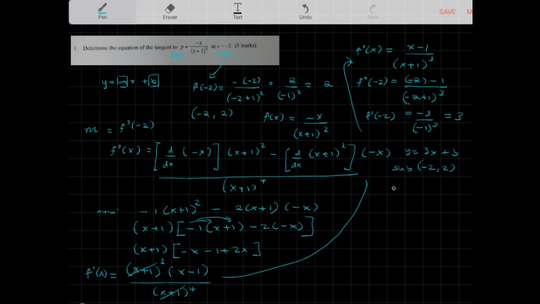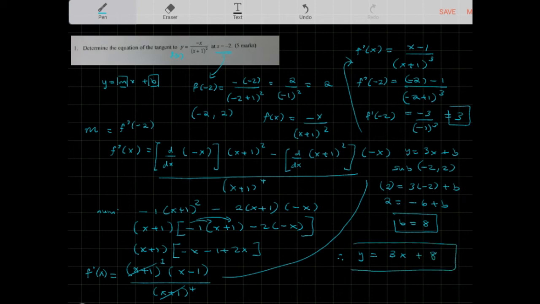So if I plug this in, we basically get 2 for y is equal to 3 times -2 plus b, and this is going to give us 2 = -6 + b, so b = 8. So therefore, we have b = 8, we have slope equal to 3, so the equation of the tangent, therefore, is y = 3x + 8. Okay, so that is the equation of the tangent at x = -2.